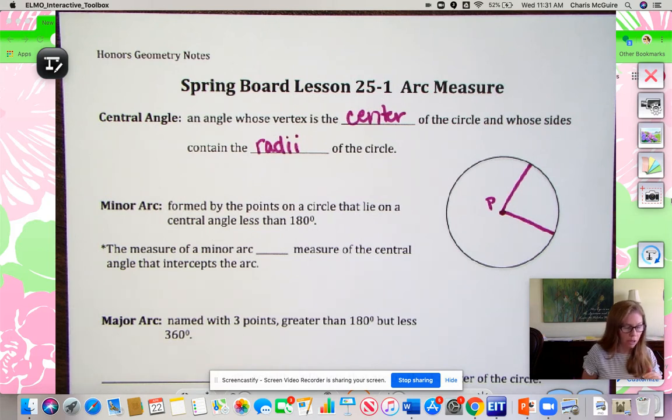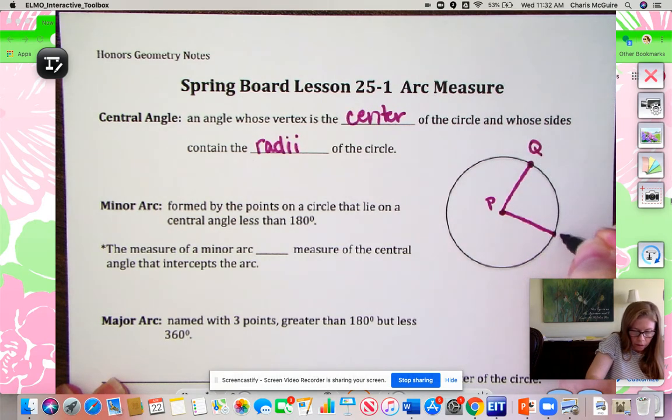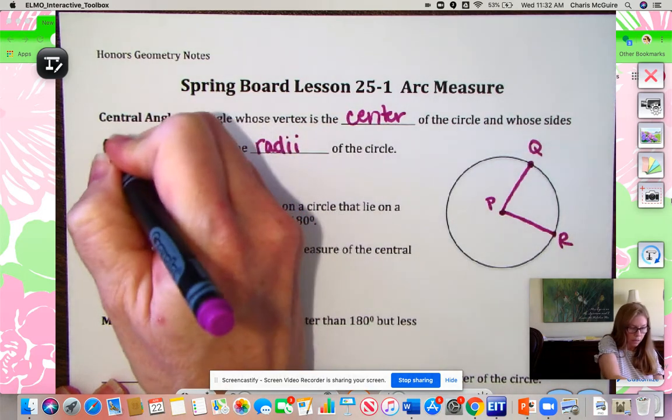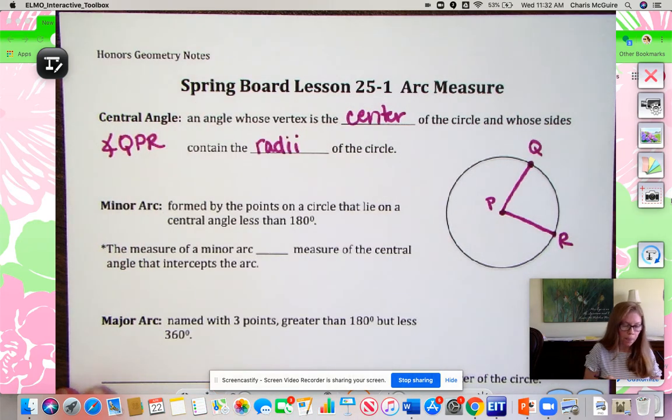Now, last time we were together, we talked about the arcs. And just to reiterate, this is a minor arc because it's smaller than 180 degrees. And so when we look at our angle, let's go ahead and put some more points on this angle. I'm going to make this Q and R. So our central angle, I'm going to give it a name. We've got angle QPR. So this angle QPR is intercepting an arc on the circle. And that's basically where we're going to live today, is this relationship between the central angle and the arc.